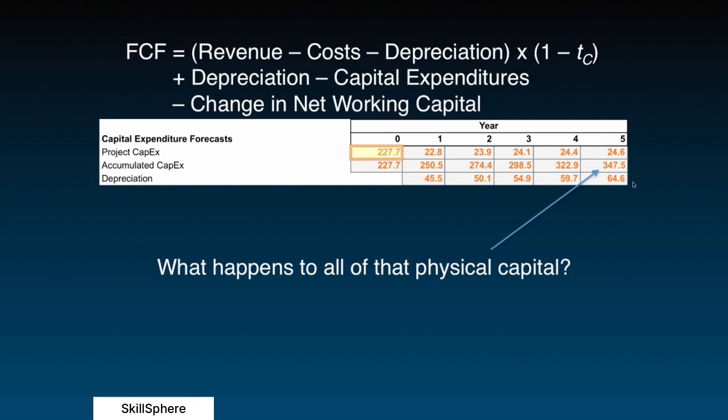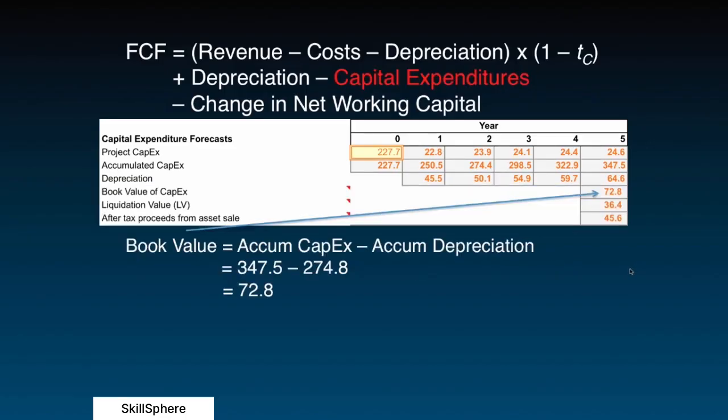Now, here's a question. What happens to all of this physical capital at the end of the project, at the end of the 5 years? It certainly doesn't evaporate, right? It doesn't disappear. We can sell it, or we can redeploy it for another purpose. So we need to recognize that. Otherwise, we're going to underestimate cash flows. So I'm going to take all of that accumulated capital expenditure, and I'm going to subtract from it the accumulated depreciation. That is, I'm just going to sum up all of the depreciation to get this 274.8.